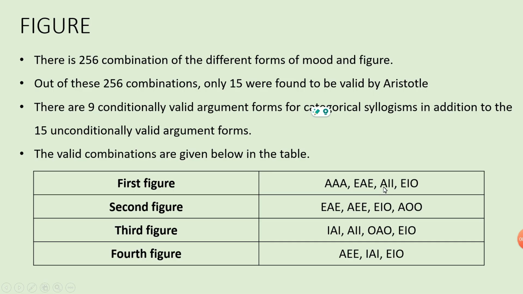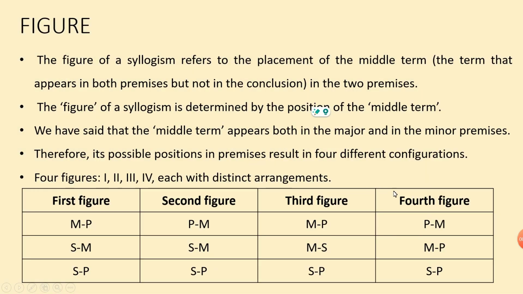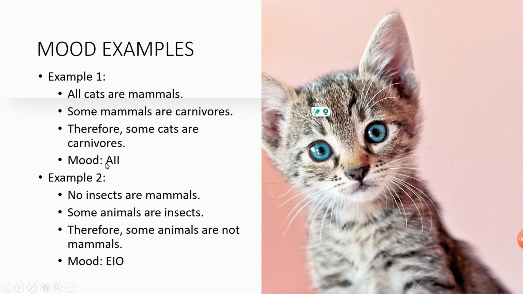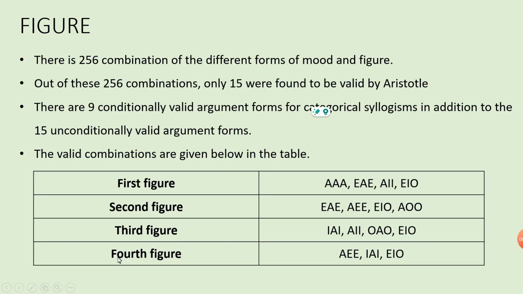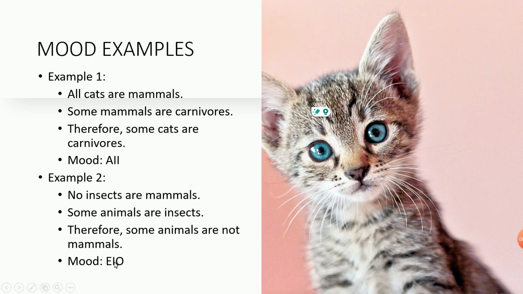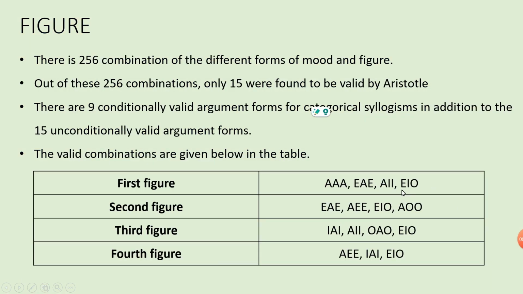See here, for the first example, AII. For the next example, like I said, AII is what we formed. In this example, we formed AII and set it as 4th figure. But in the 4th figure, AII is not available. Therefore, for that statement itself, there is some controversy. But as for the second example, EIO, we set it as first figure. EIO is available in the first figure.